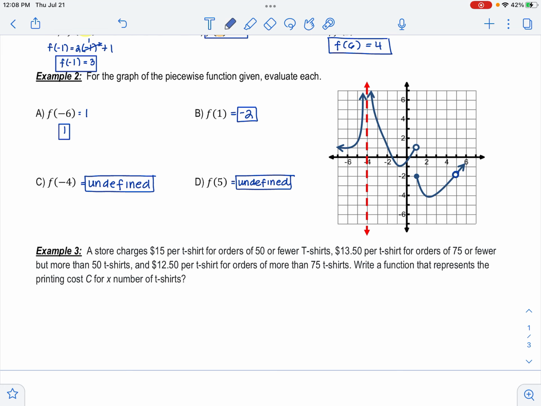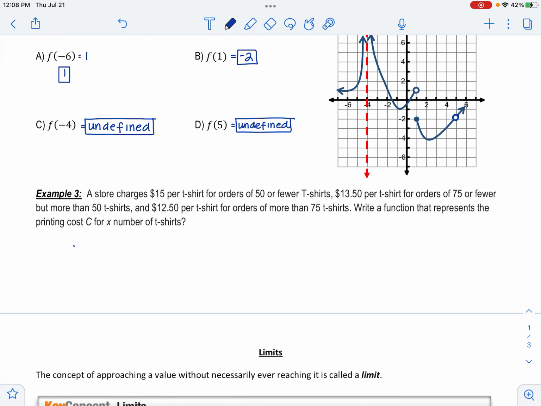All right, so let's write our equation. Instead of doing y equals, we're doing C of x, the cost, is equal to. Now if you look, there are 3 different outputs. It could be $15, it could be $13.50, or it could be $12.50. So that's 3 different situations. I have 3 equations, and I'm going to bind them together with this grouping symbol.